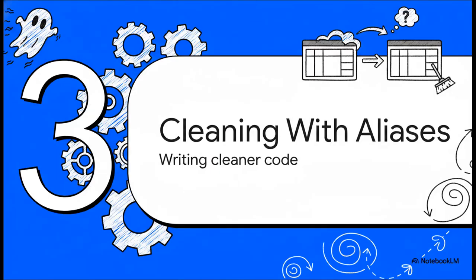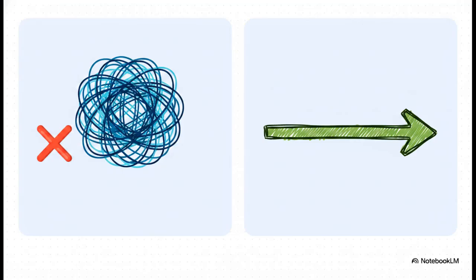Section 3, cleaning up with aliases, because we definitely want cleaner code. And this brilliantly illustrates a super common coding trap. When you join tables that share the exact same column name, you can't just say on employee ID equals employee ID. SQL has no idea which table's ID you're talking about, and it's going to throw an error.